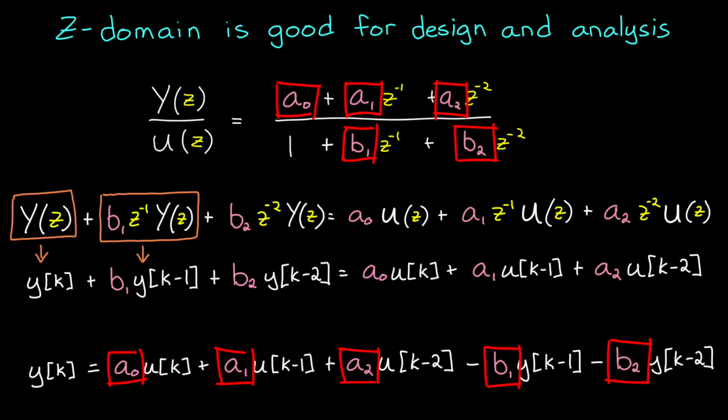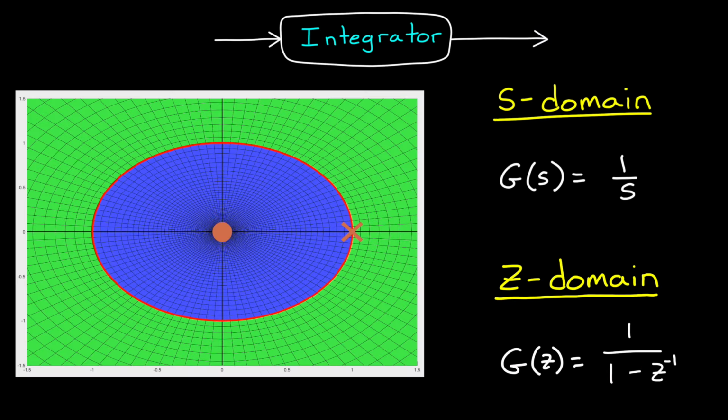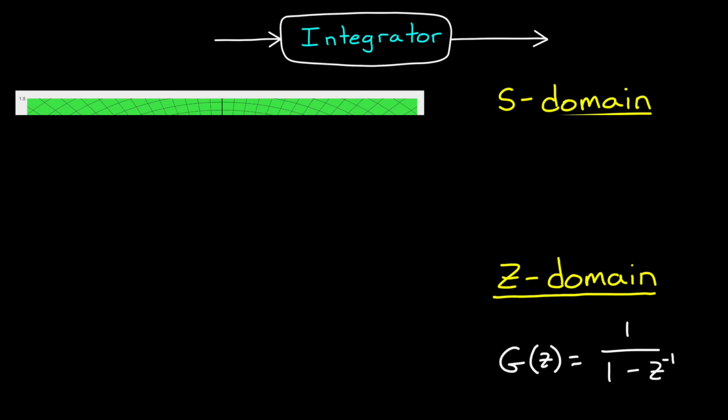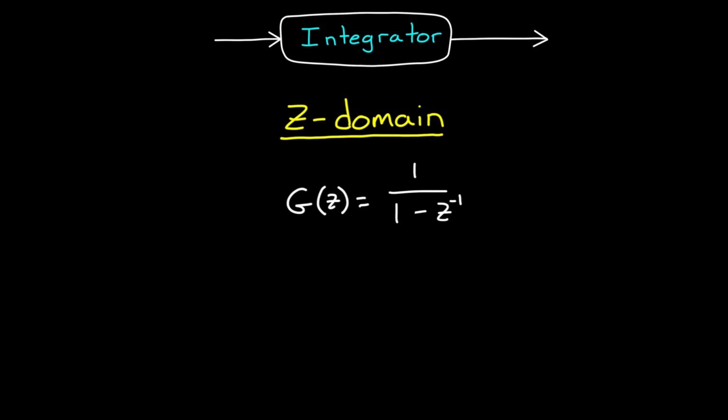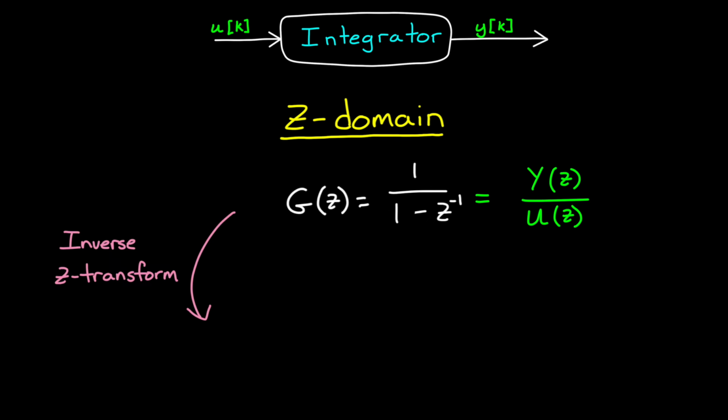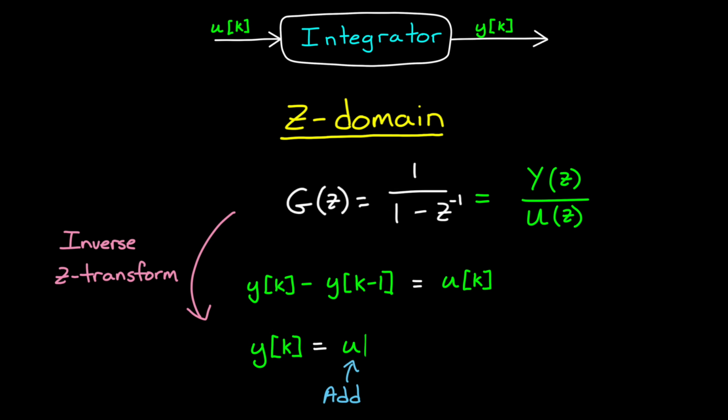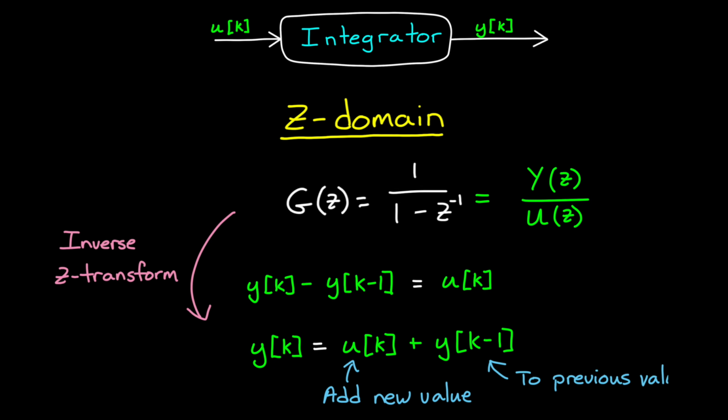So now, with all of this information, we can go back to that integrator and interpret this transfer function. The transfer function is the output over the input, so I'll just say that the output is y and the input is u. Now we can take the inverse Z transform to get the difference equation. But since the coefficients are the same, we can just write this out directly as y of k minus 1 equals u of k. Or if we rearrange it, we can see that the output of the integrator at sample time k is the new input plus the previous output.